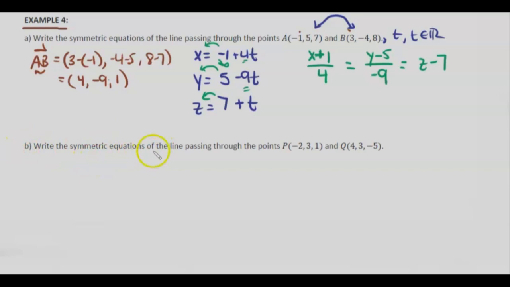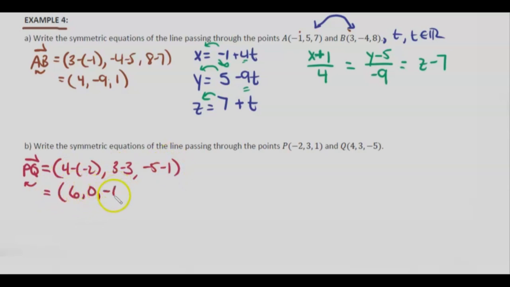B, write the symmetric equations of the line passing through PQ. So we're going to do the same thing. For PQ, we're going to find the direction vector. So remember, Q minus P, 4 minus negative 2, 3 minus 3, negative 5 minus 1. Okay, so we now have a direction vector of 6, 0, negative 6.